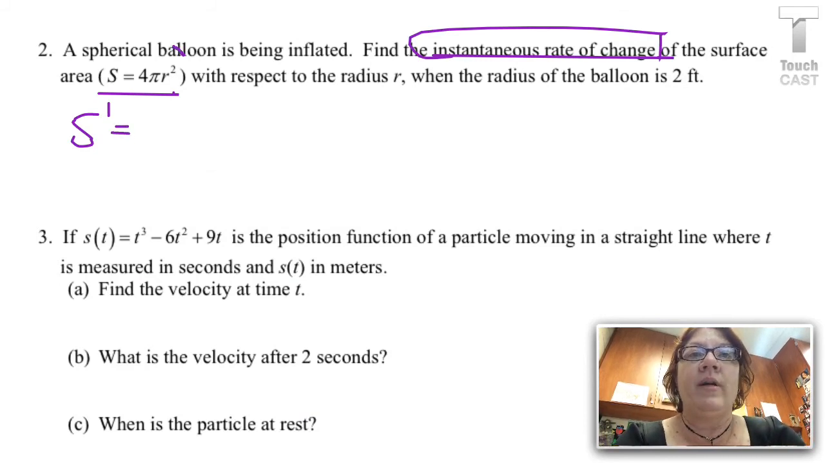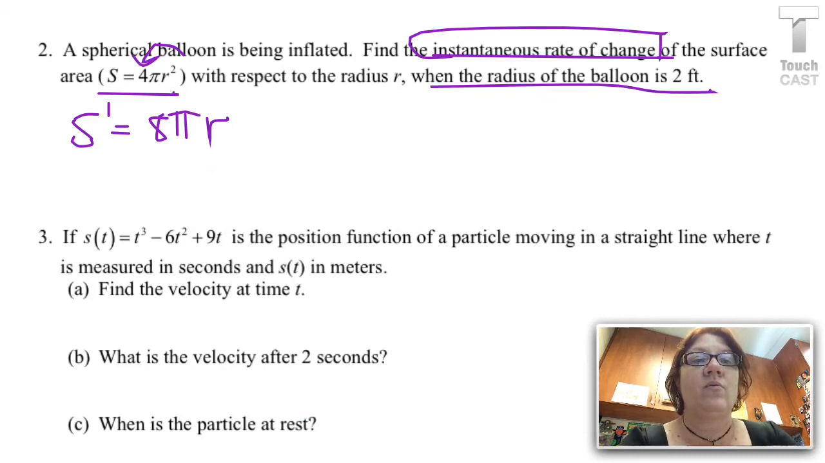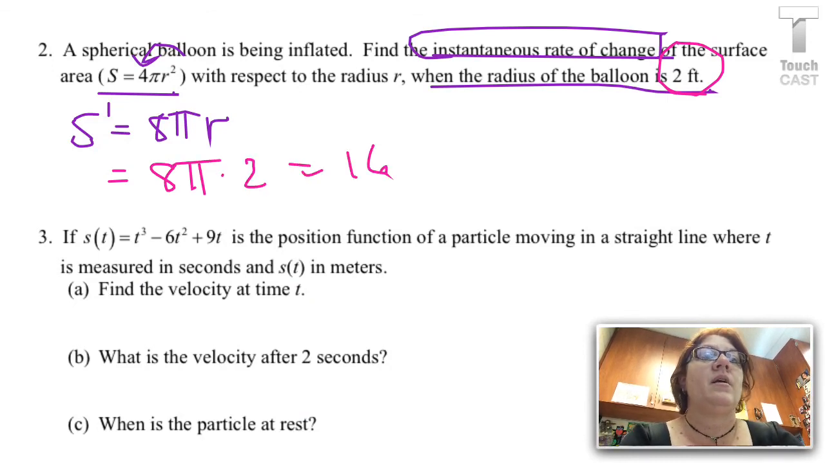And so I'm powering down. So that's going to be an 8 pi. And then reduce the power by 1. And I'm supposed to figure out what this instantaneous rate of change is when the radius is 2. So what do you suppose I should do with that number? Good idea. Plug it in. 16. And this is feet per something. I don't know. Second? Doesn't really say.